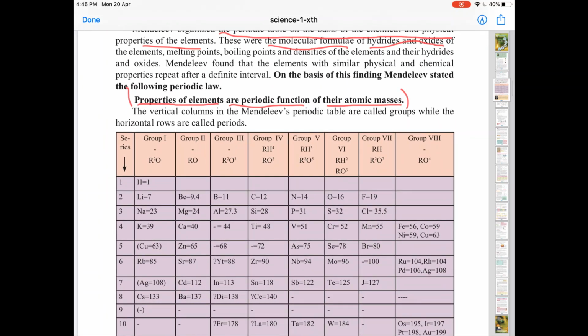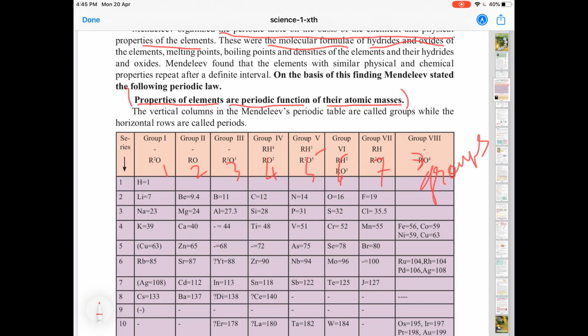His table consisted of 7 horizontal rows called periods. It also consisted of 8 vertical columns called groups. So you can count the vertical columns 1, 2, 3, 4, 5, 6, 7, 8. So these 8 vertical columns they call groups, and the 7 horizontal rows they call periods.